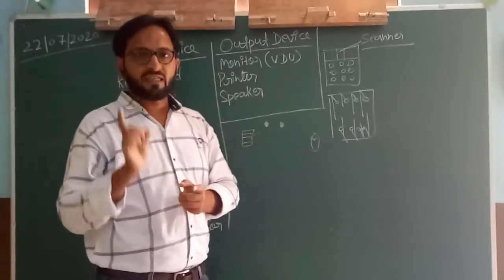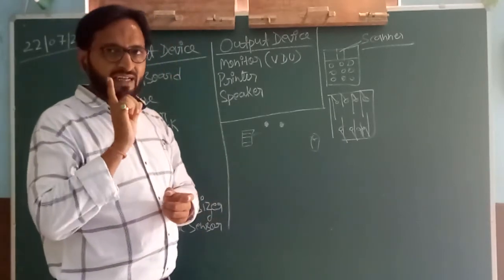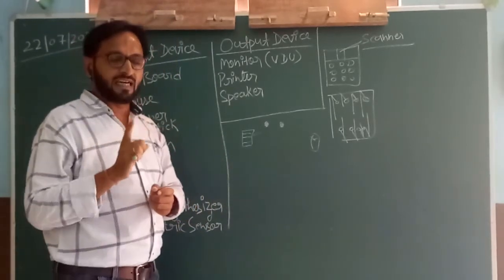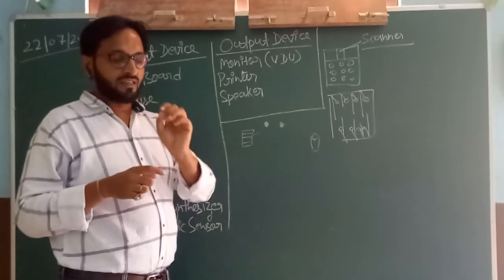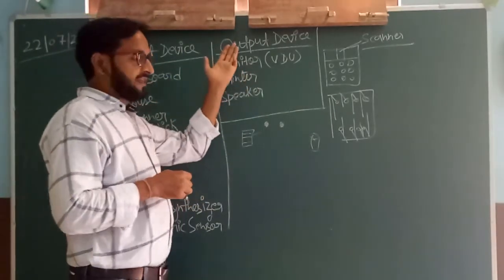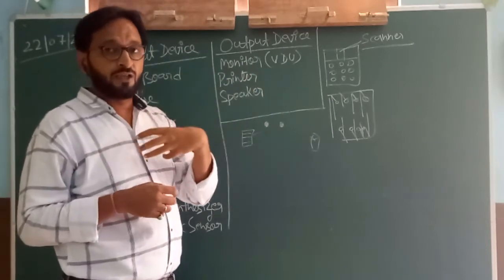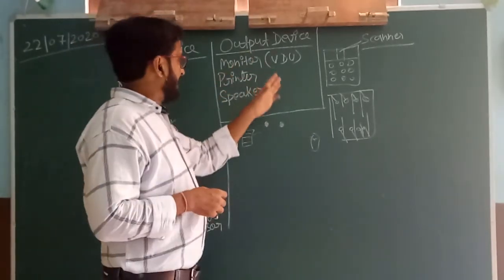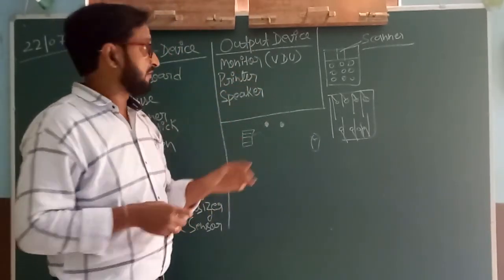So the output device is responsible for displaying the desired results in a form that a human being can understand. It means the output must be in human language. Now I have to tell you what the categories of output are.